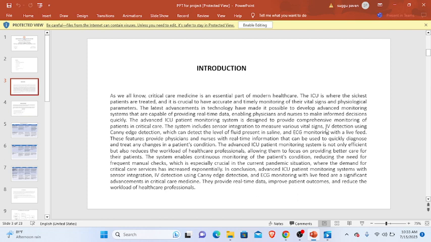These features provide physicians and nurses with real-time information that can be used to quickly diagnose and treat any changes in the patient's condition. The advanced patient monitoring system is not only efficient but also reduces the workload of healthcare professionals, allowing them to focus on providing better care for the patients. The system enables continuous monitoring of the patient's condition, reducing the need for frequent manual checks by the doctor.